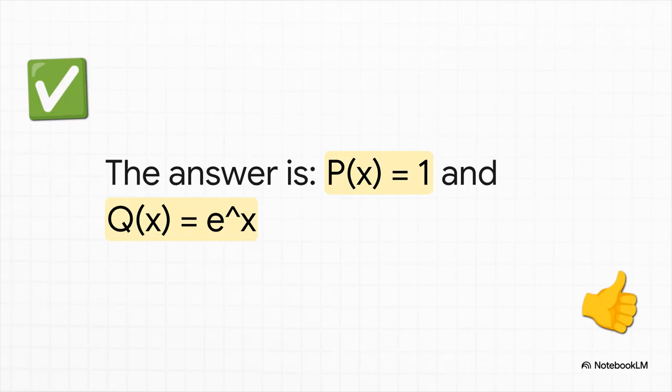Remember, p of x is just the number in front of y. Since we just have y, it's an invisible 1, and q of x is the easy one. It's just whatever's on the other side. Boom. Step 1 is done.